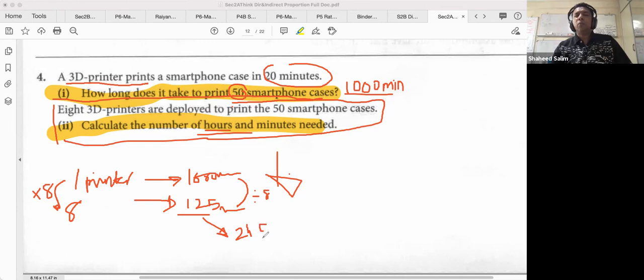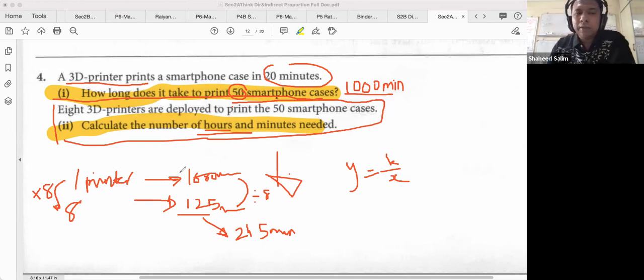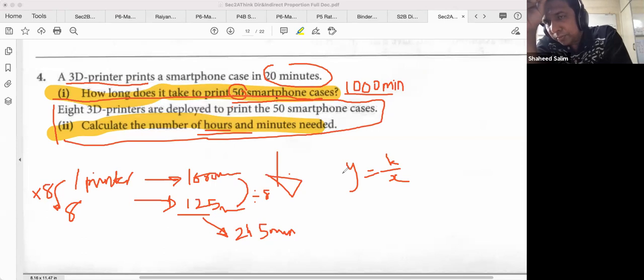Okay. So now what is the lesson we learned? Sometimes all this formula, y equals k over x, I'm not saying you can throw it into the dustbin, but you don't use it if it is that simple. Because when we use this one, we got to find k. It becomes confusing. What is k? You know what I'm saying?